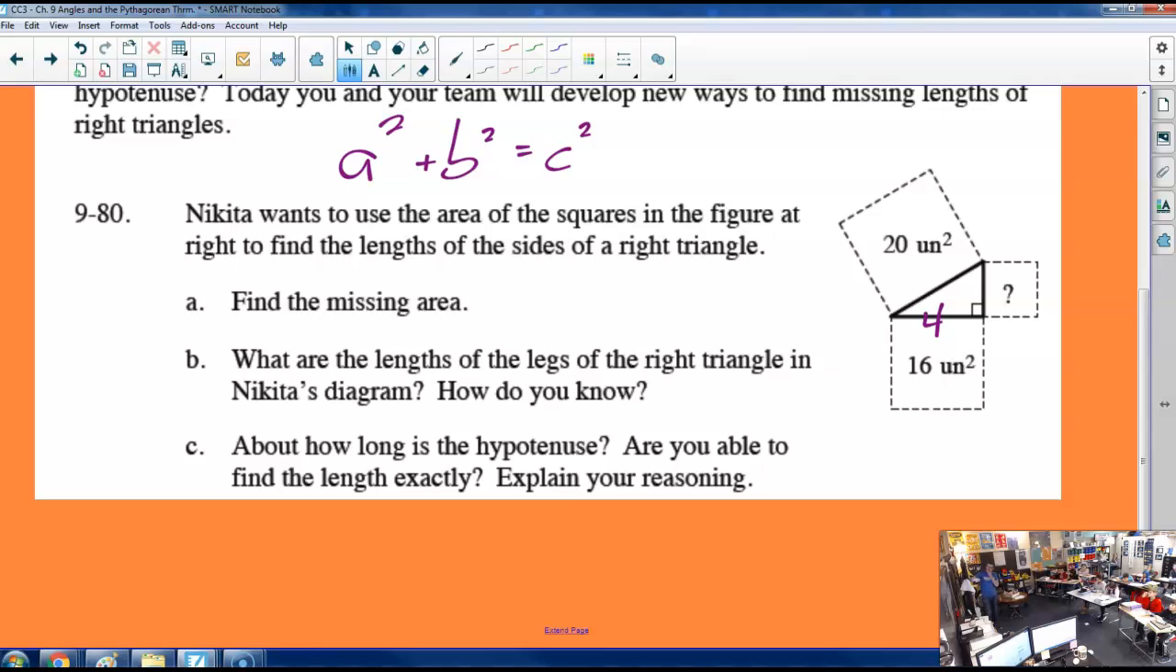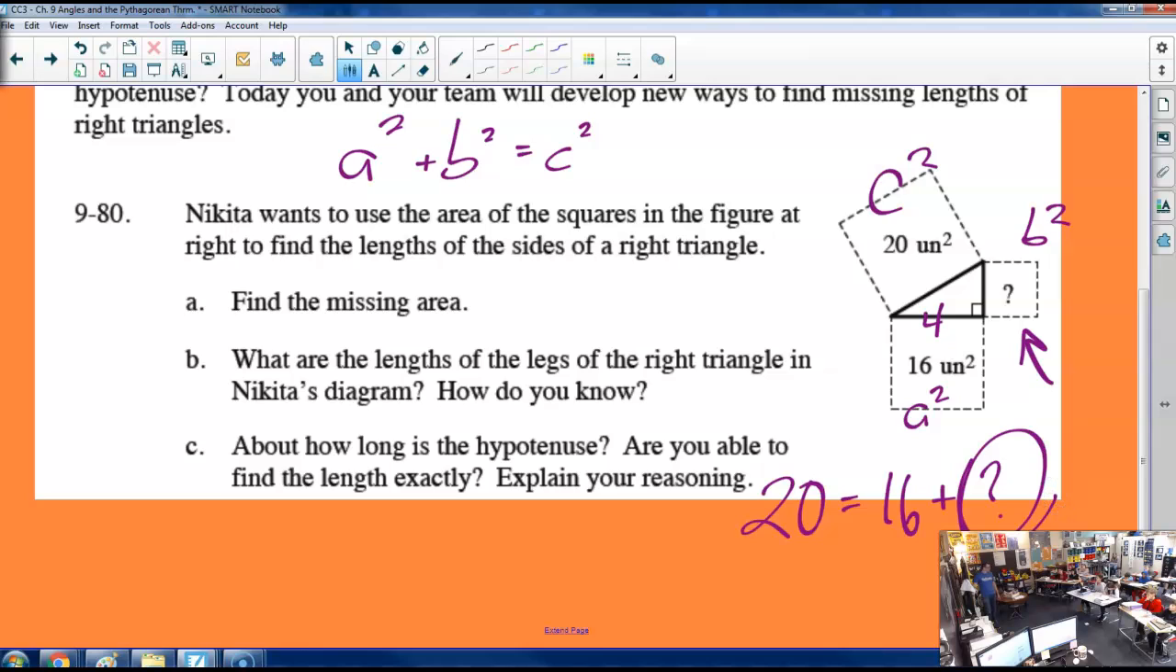So wait, we know how to figure out this one though, right? So we said 20 is 16 plus something, right? Avi told us a squared plus b squared equals c squared. This is your c squared. We'll call this a squared just for ease of application. So this is your b squared. So b squared must be 4. So this is 4, meaning the edge length is 2. Remember, what times itself is 4?